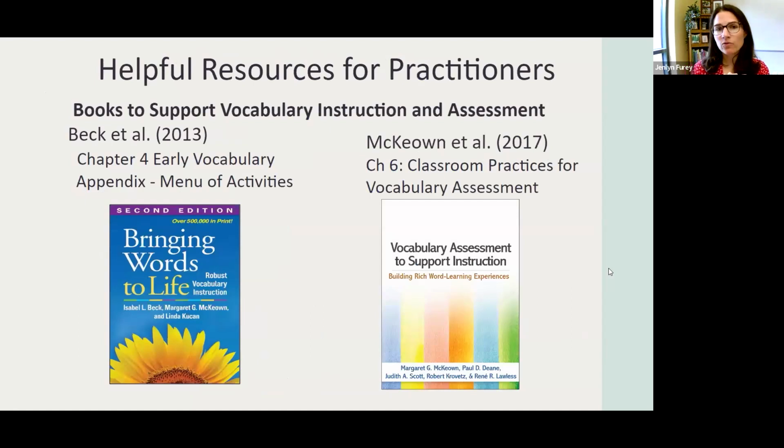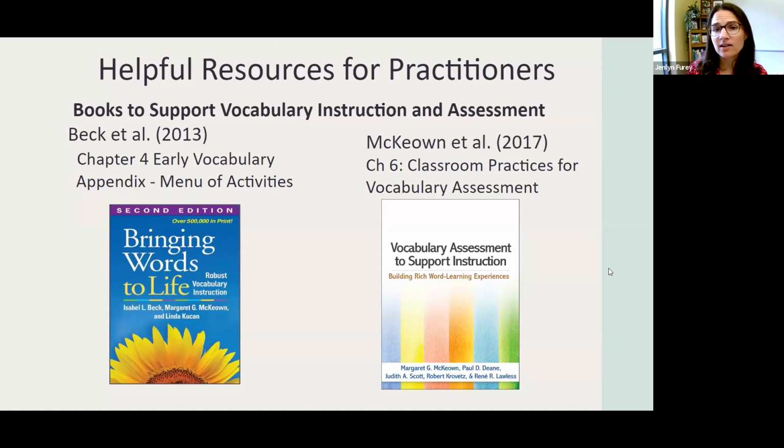We do have some helpful resources that we recommend to you, especially for practitioners. So a great book that many of you may already have is the Bringing Words to Life book by Beck and colleagues. And in particular, chapter 4 is focused specifically on early vocabulary instruction. And they have a wonderful appendix at the end of the book that has a menu of activities. Many are similar to the ones that we've gone through today, but it gives lots and lots of examples that I think are very helpful.